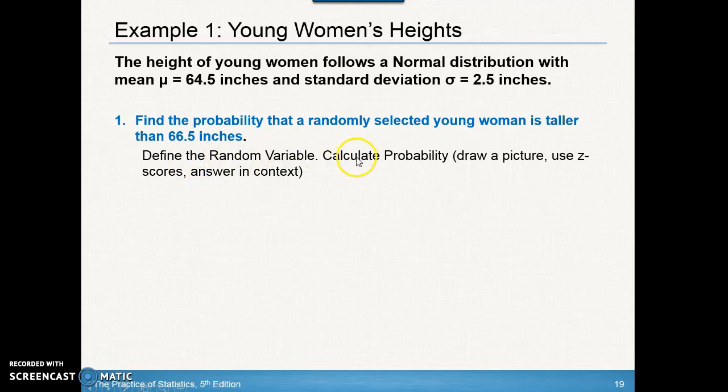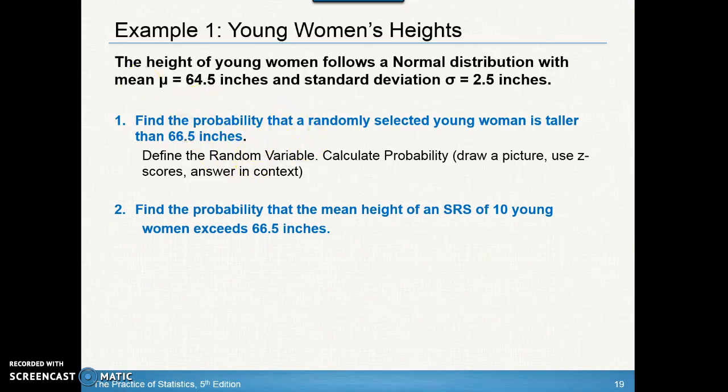We're defining the random variable, calculating the probability, drawing a picture, using z-scores, and answering in context. So we're just doing the probability that x is greater than 66.5, and I'm using x because x stands for one individual woman.